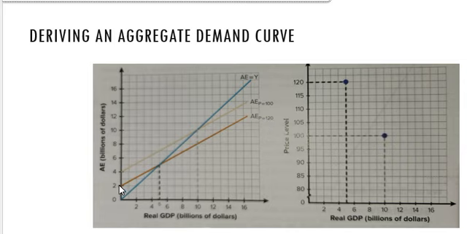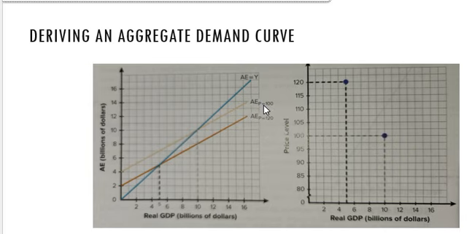So if we find where the aggregate expenditure curve intersects that 45-degree line, when our price level is 120, that's going to be at 5. So here we have 120 is our price level and real GDP is 5. So wherever this aggregate expenditure line intersects the 45-degree line, that's going to be one point of our aggregate demand curve. So let's look for another point.